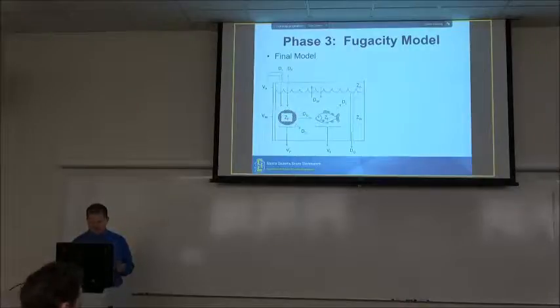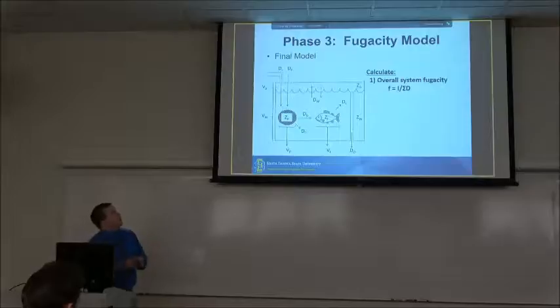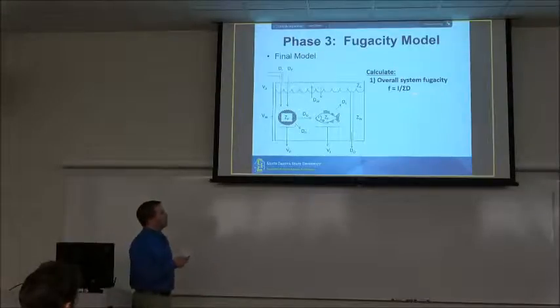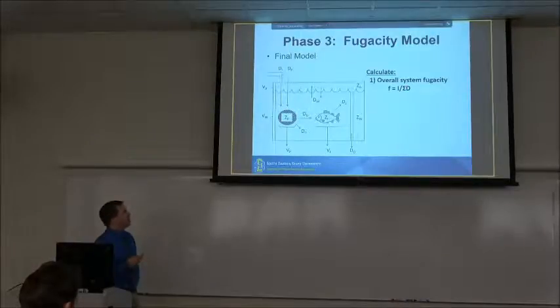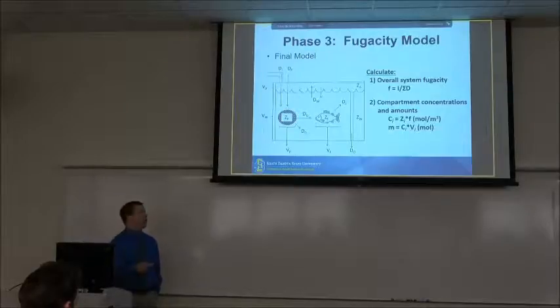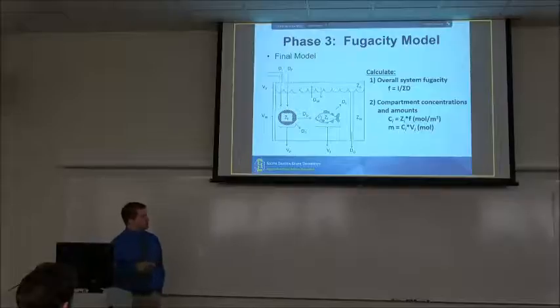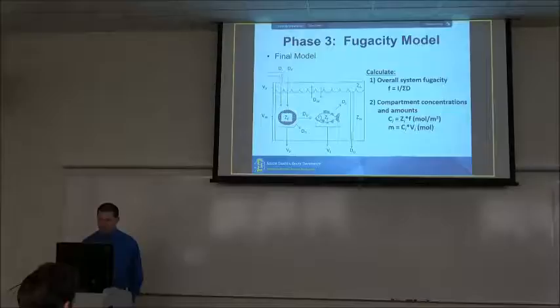So our final model is a nice big mess of arrows and stuff. But basically, from this, we can end up calculating the overall fugacity of the system by knowing the overall amount of chemical being introduced to the system and dividing that by all of these transport rates throughout the system. And then once we know the fugacity of this model, we can use that initial equation to determine the amount of concentration that will occur within each of our compartments using the ZF formula. And then by using volumes, we can also determine just the straight amount of chemical that can be found there.